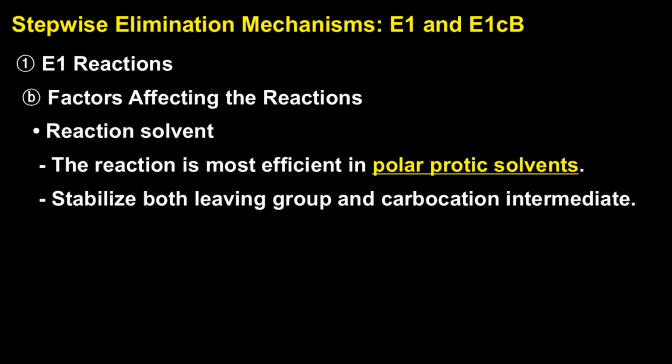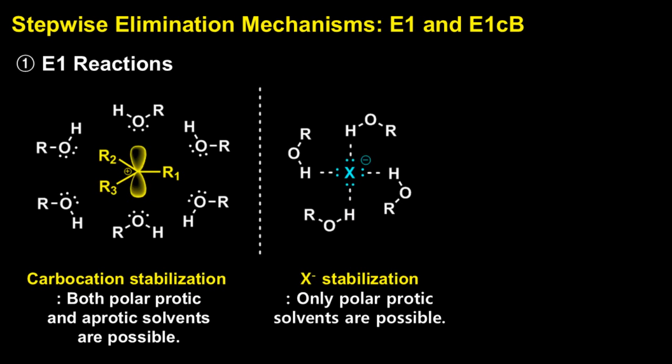Polar protic solvents are ideal for E1 reactions because they help stabilize both the positively charged carbocation and the negatively charged leaving group. They do this through solvation, using hydrogen bonding or dipole interactions. Solvents like water, methanol, or ethanol work especially well because they support every stage of the E1 mechanism, including the transition states. Now let's visualize how solvation helps stabilize the reaction.